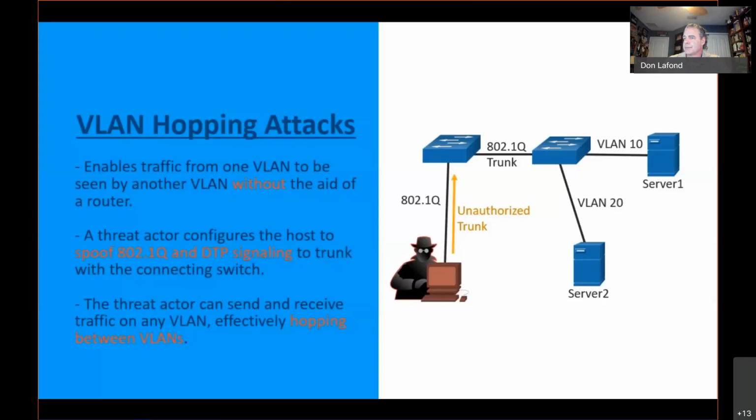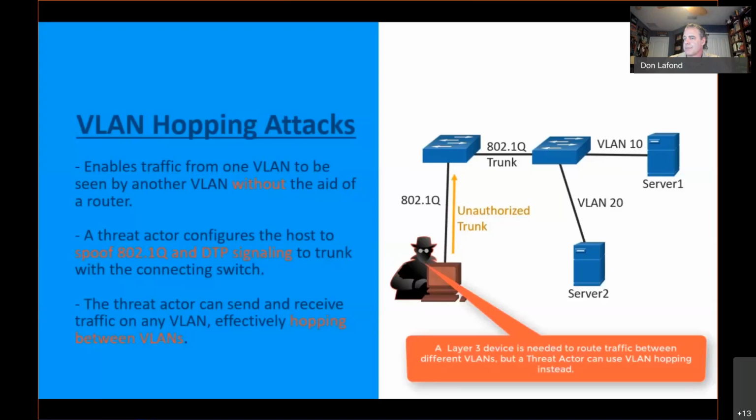A VLAN hopping attack is going to enable traffic from one virtual local area network to be seen by another virtual local area network. And this is without the aid of a device such as a router. This is a basic VLAN hopping attack.